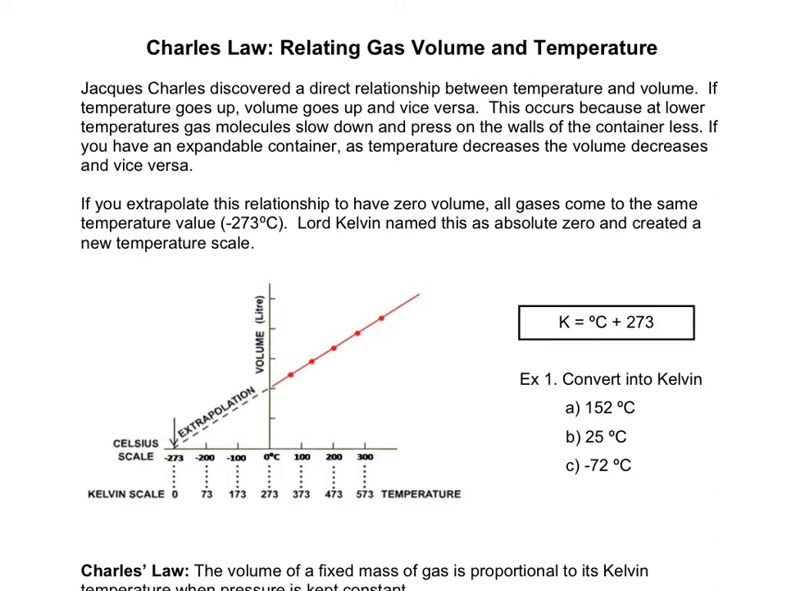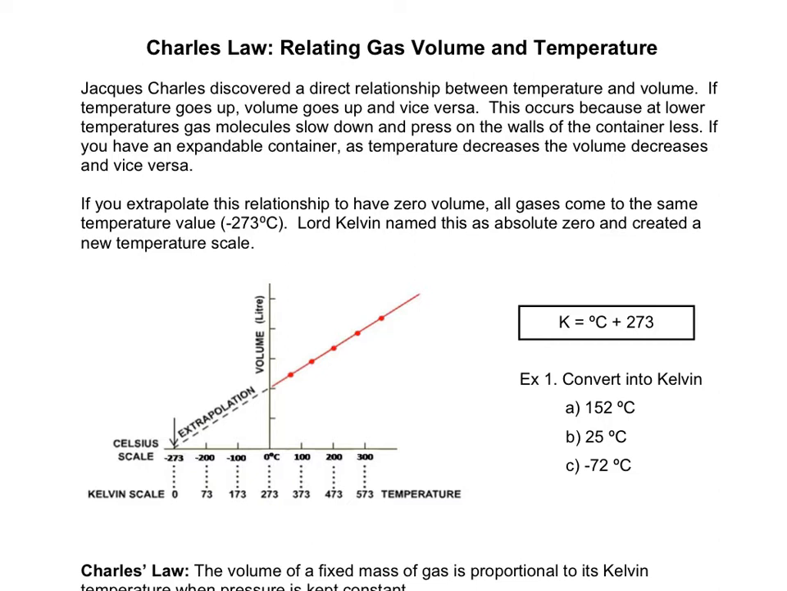This occurs because at lower temperatures, gas molecules slow down and press on the walls of the container less. If you have an expandable container, as temperature decreases, the volume decreases. This is shown in the graph. As temperature decreases, so does the volume, so it's a direct relationship. Now, if you extrapolate this graph backwards until you get a theoretical point where it hits the x-axis, the volume of the gas would be 0.